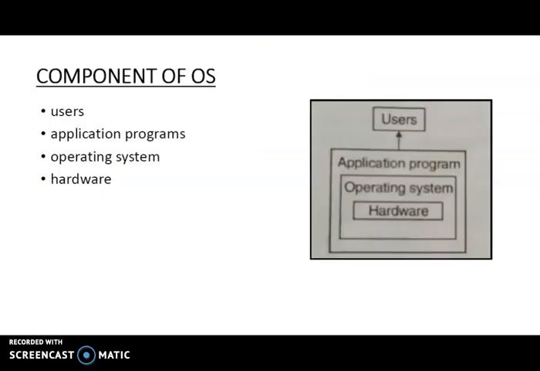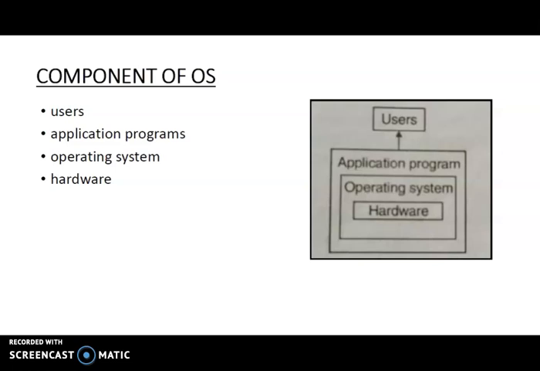Now you can see the components of operating system. In that you have 4 components. First one is the user, second one is the application programs, third one is the operating system, and fourth one is your hardware. This is the layer of components of operating system. Now what is the meaning of user? Who uses the computer system. Now you can see the computer hardware. It is the innermost level.